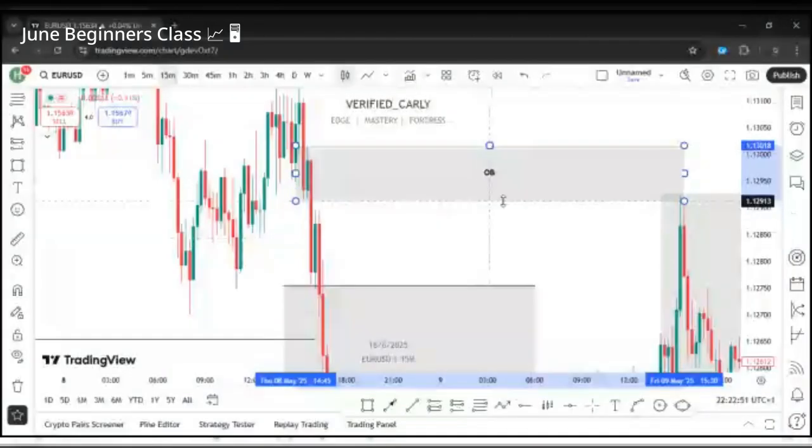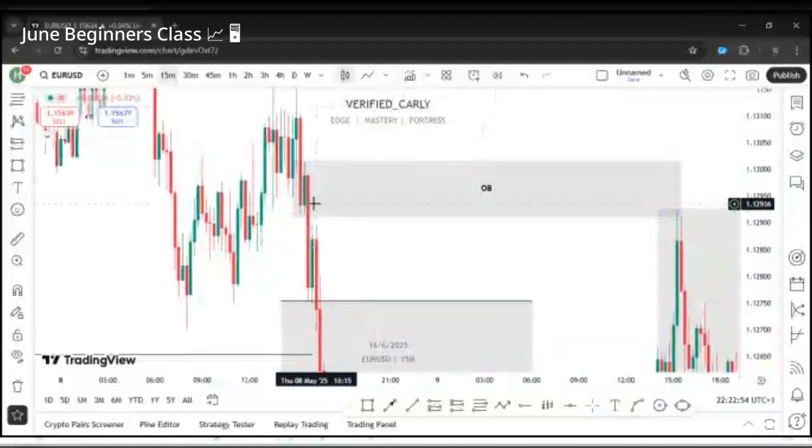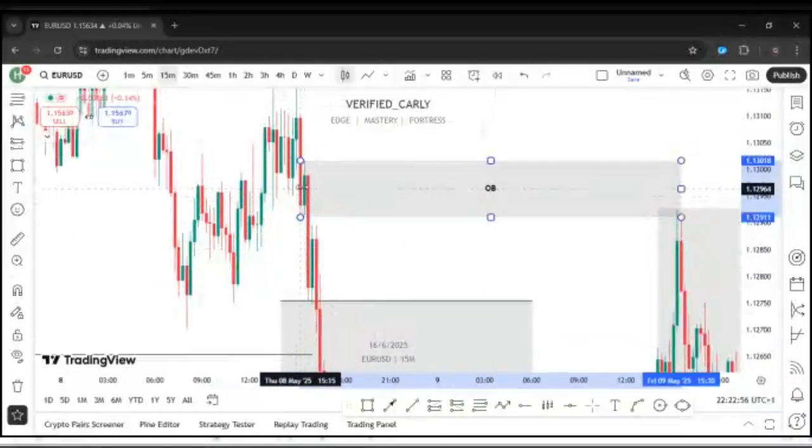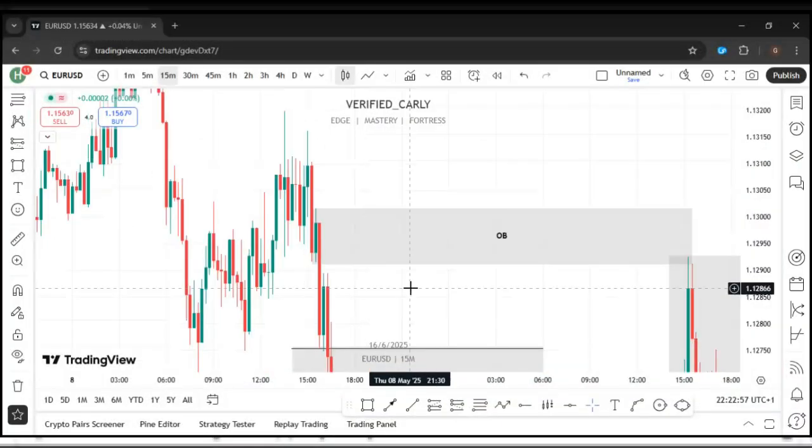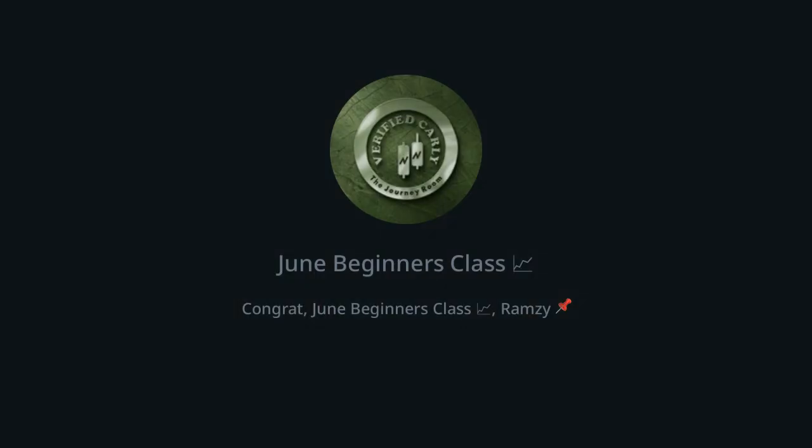This is what an order block is. If you notice, this bullish movement is the correct order block. Price went up immediately to mitigate this order block around here. Price will tap you in.